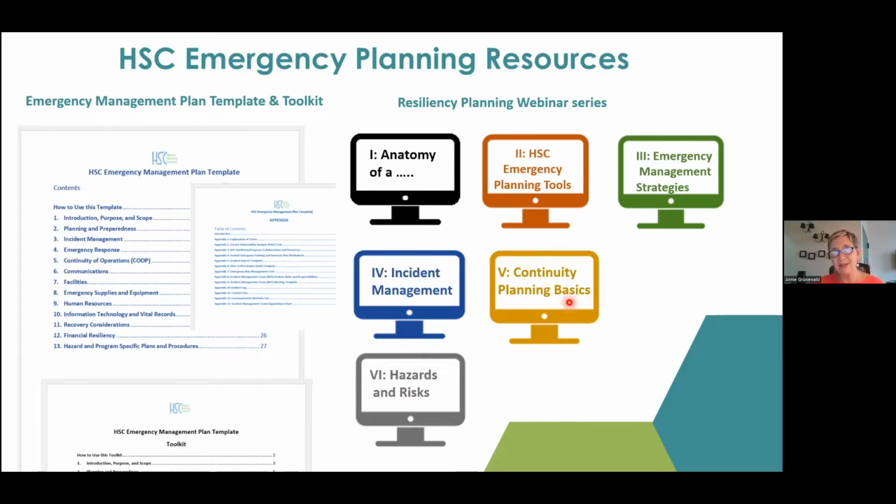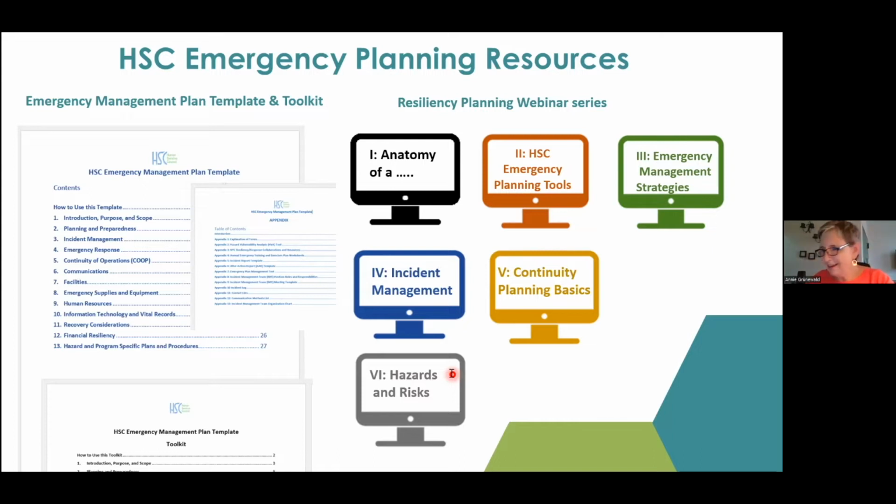In that one, we look at the process of identifying all of your services and ranking them so you can develop strategies for keeping your most important services going when you don't have the resources to keep everything going. And finally, we come to risks and hazards, and that is where we are today.